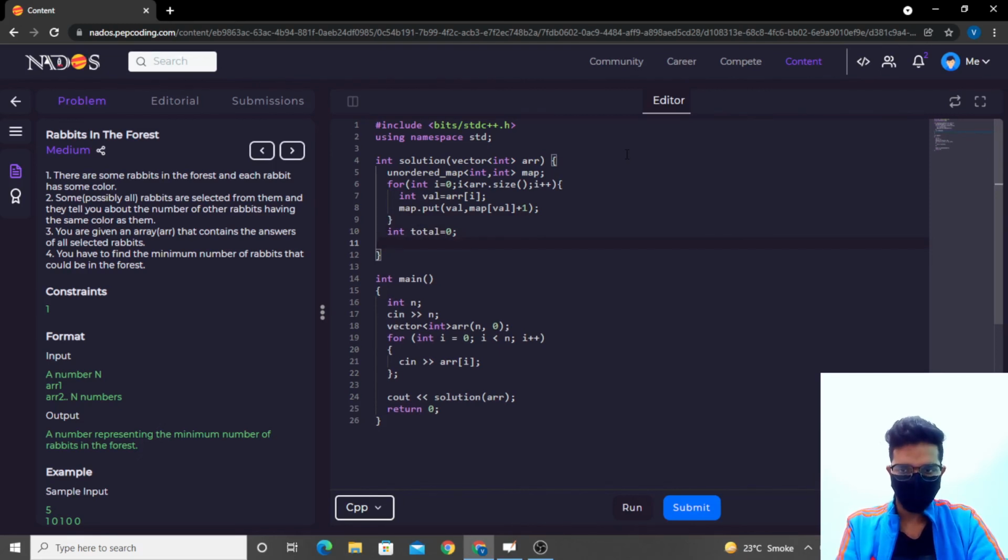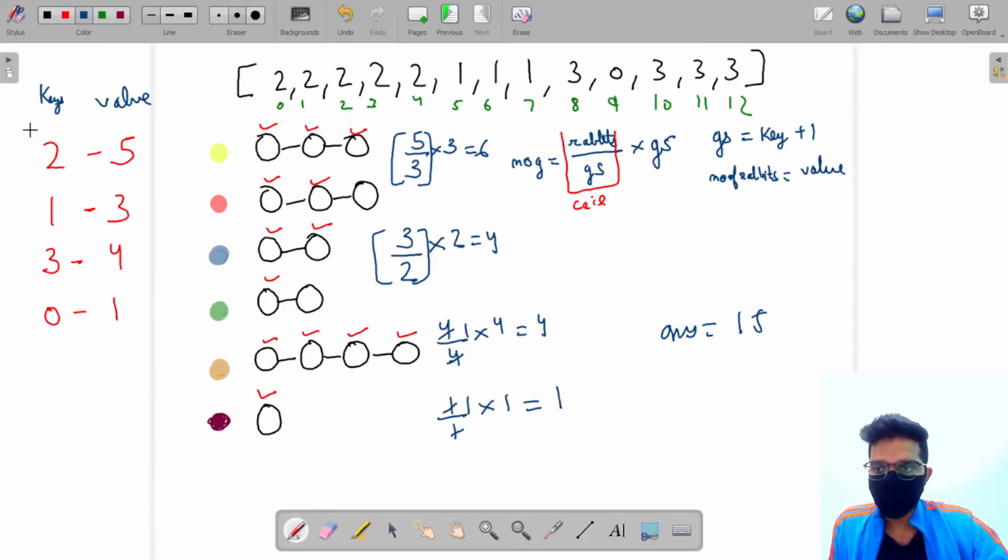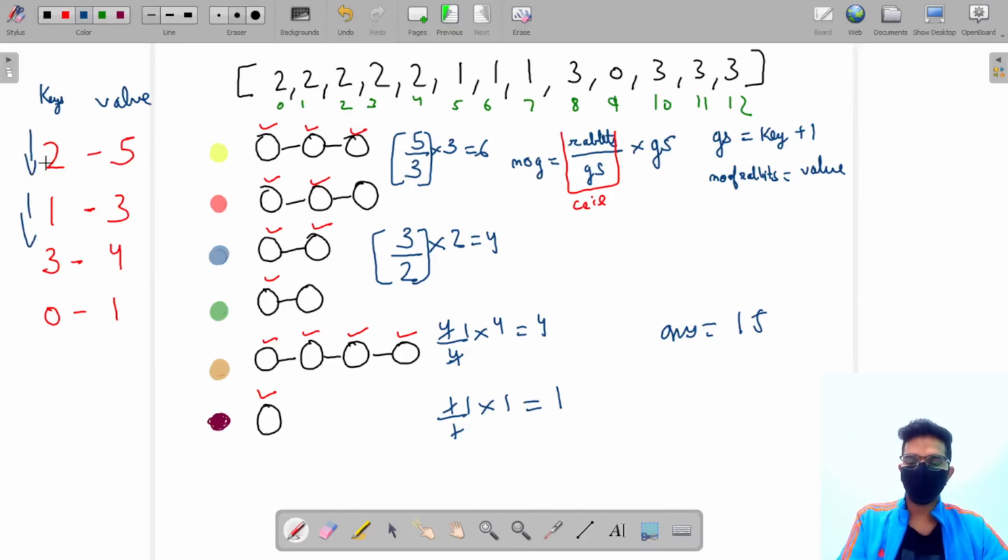Now I'm going to create a variable total, which is going to give me the total count, my final answer. Now, as here you are saying, I am going key wise, right? So I am going to extract the key and then calculate the answer for the particular key. Okay, so let's see how I do it.